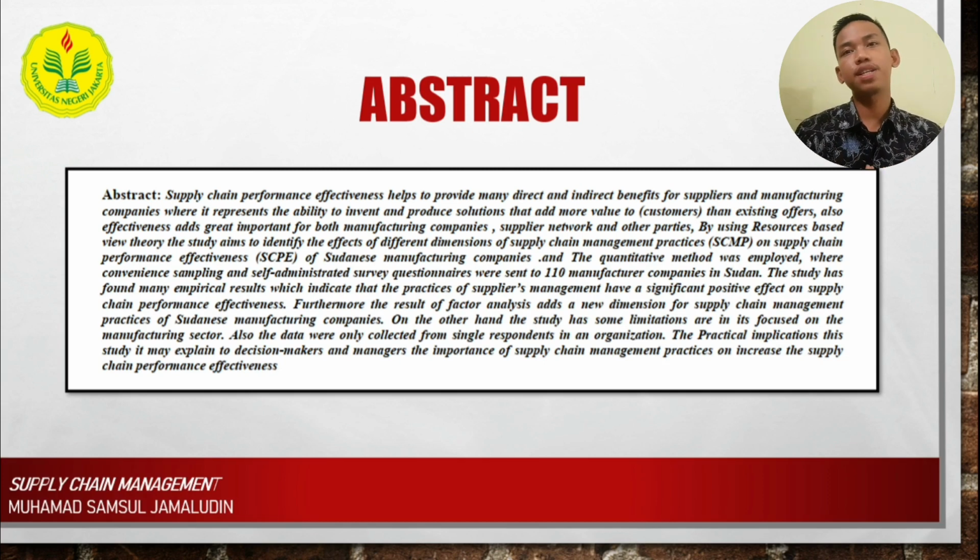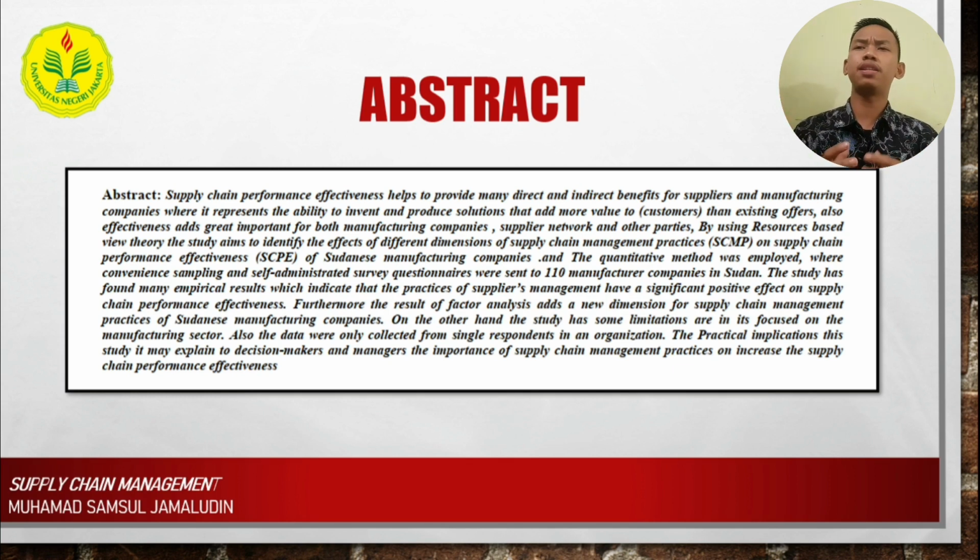Supply chain performance effectiveness helps to provide many direct and indirect benefits for suppliers and manufacturing companies, where it represents the ability to invent and produce solutions that add more value to customers than existing offers. Also, effectiveness is of great importance for manufacturing companies, the supplier network and other parties. Using resource-based view theory, the study aims to identify the effects of different dimensions of supply chain management practices, or SCMP, on supply chain performance effectiveness, or SCPE, of Sudanese manufacturing companies.